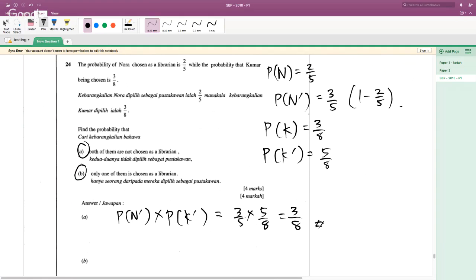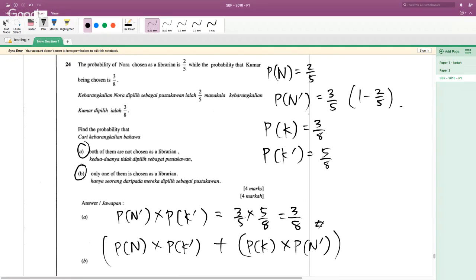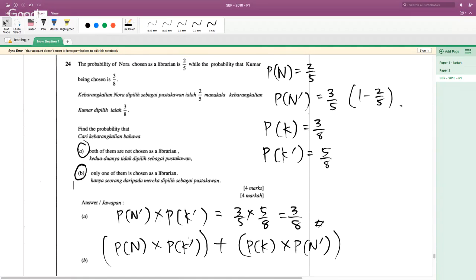Okay, for part B, only one of them is chosen. So if only one of them is chosen, what's the meaning of it? It means if I choose Nora, I cannot choose Kumar. However, if I choose Kumar, I cannot choose Nora, because only one of them. Then I add together. Okay, I can write at the bottom maybe.